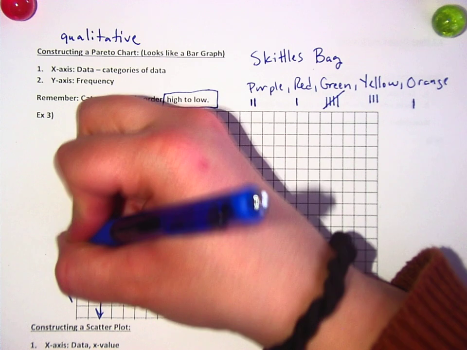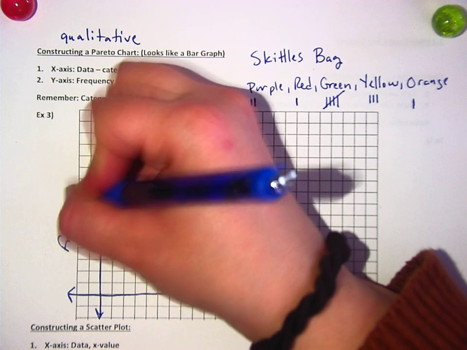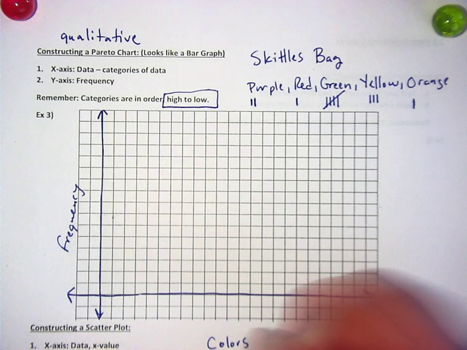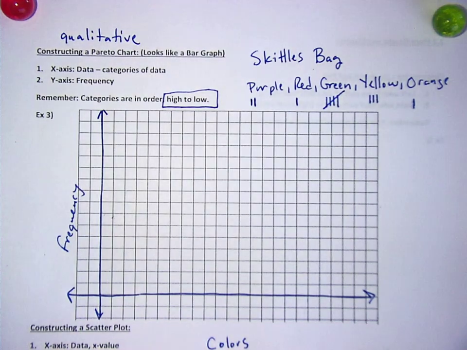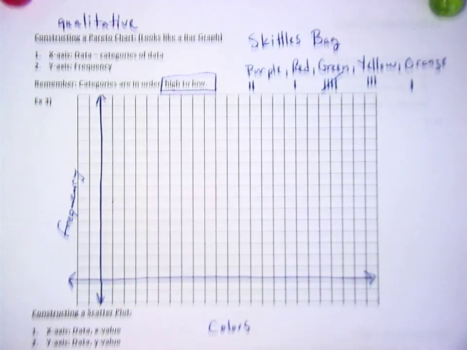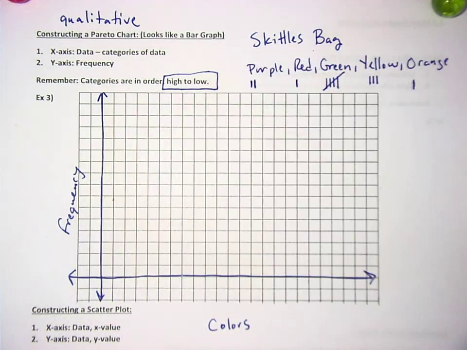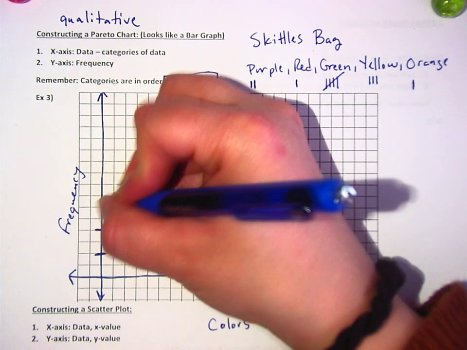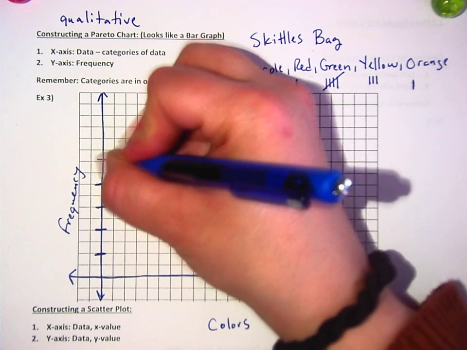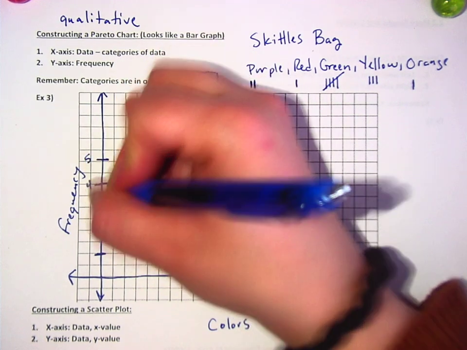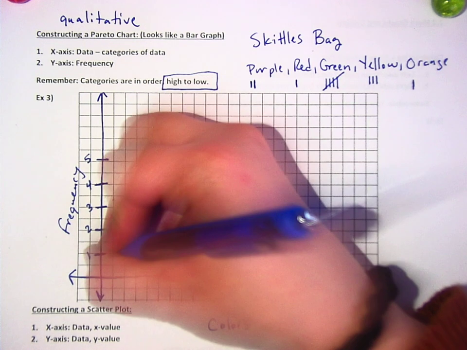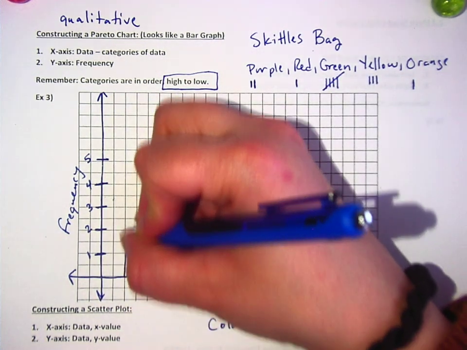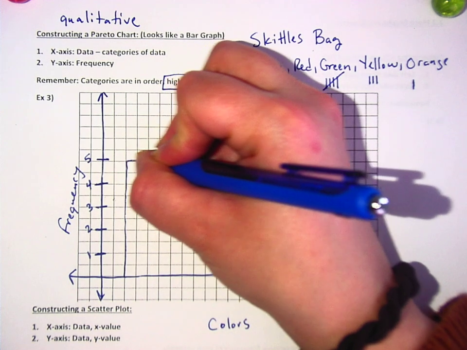On the side is frequency. Down here we're writing all of the colors. All right, so let's see, our highest frequency is 5. 1, 2, 3, 4, 5. So I put my biggest class first.